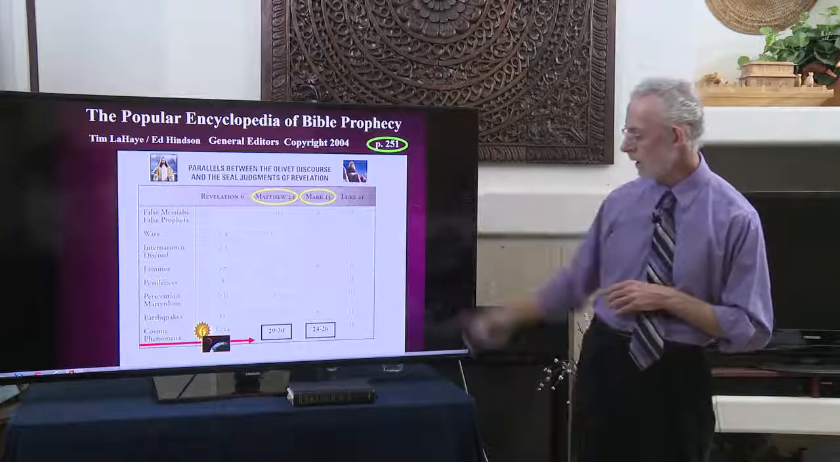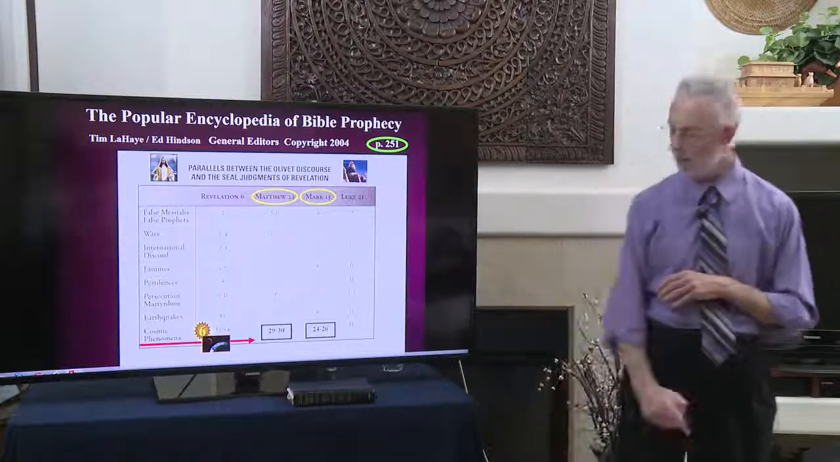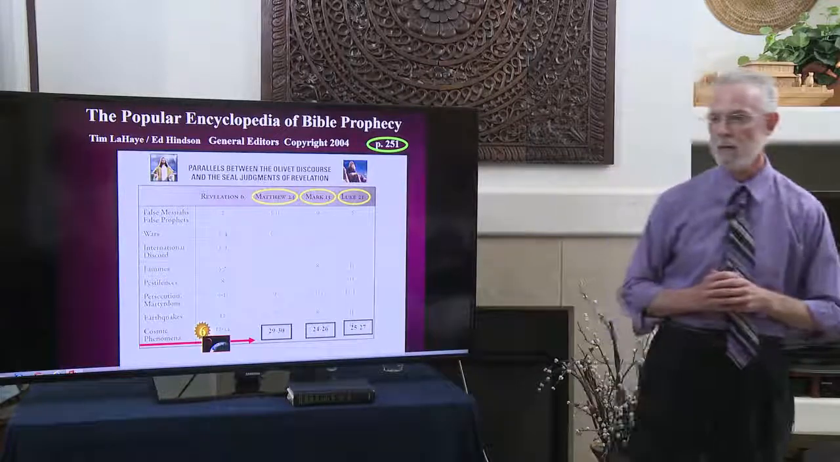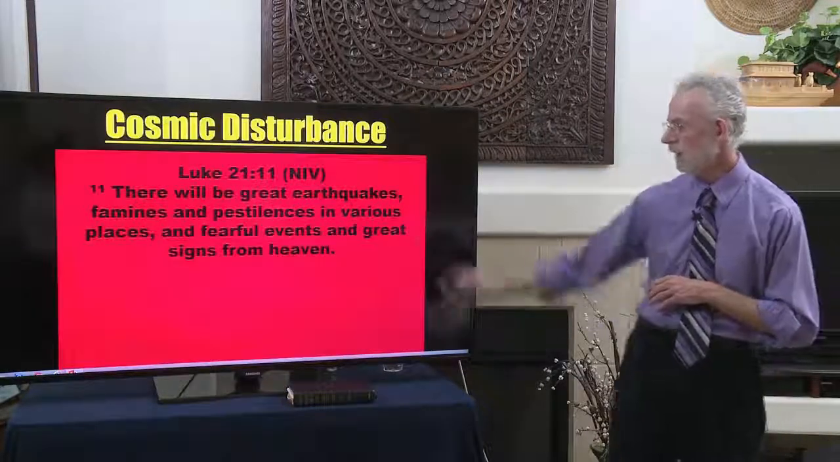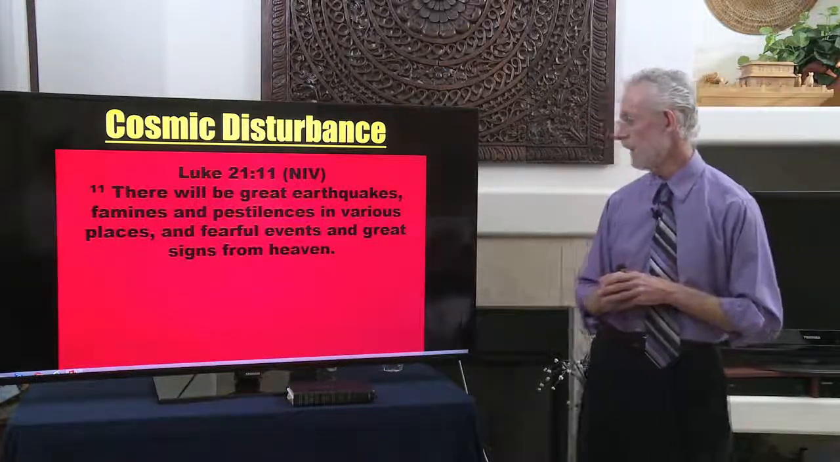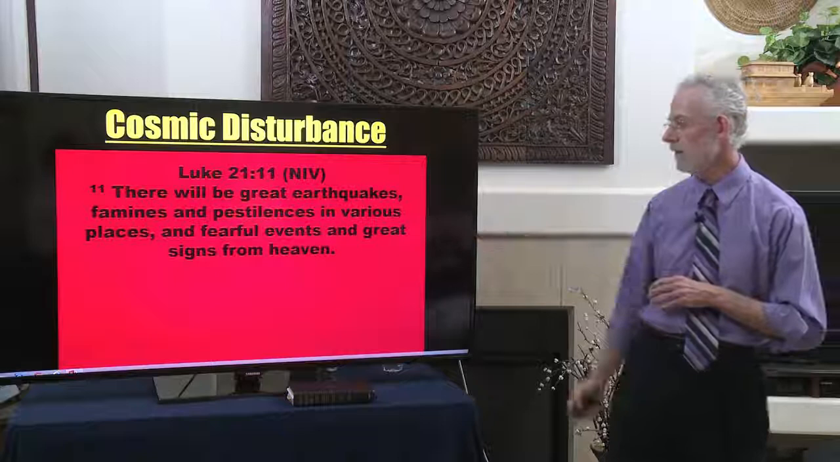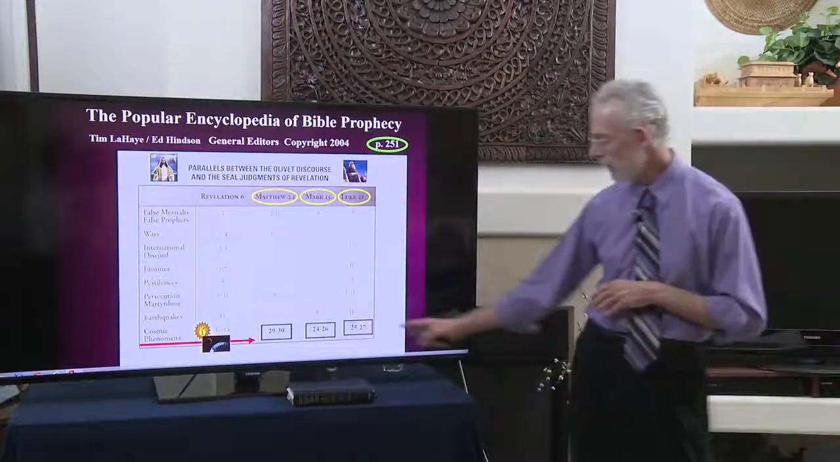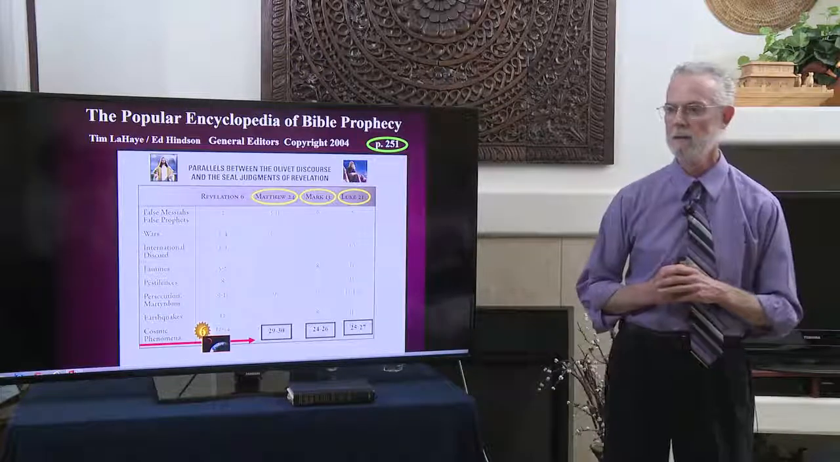As we go to Luke 21, we have verse 11. That's good. Right, Luke 21, we have verse 11, but they left off verses 25 through 27. Why were those left off? Well, let's take a look at verse 11. This is the one they put on there. There will be great earthquakes, famines, and pestilence in various places, and there will be fearful events and great signs from heaven. Well, that's good. I'm glad they put verse 11 there. But they didn't put verses 25 through 27.